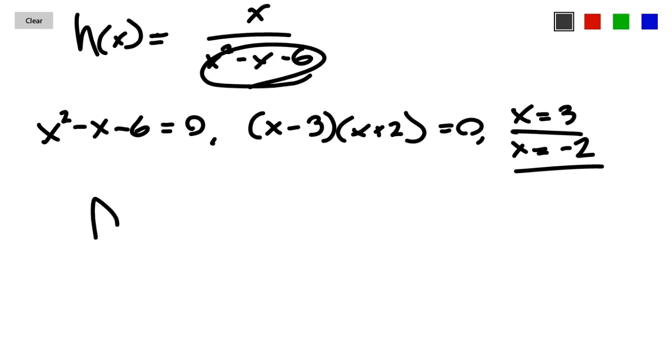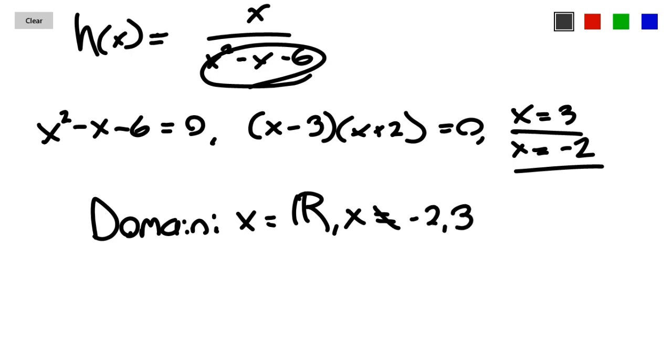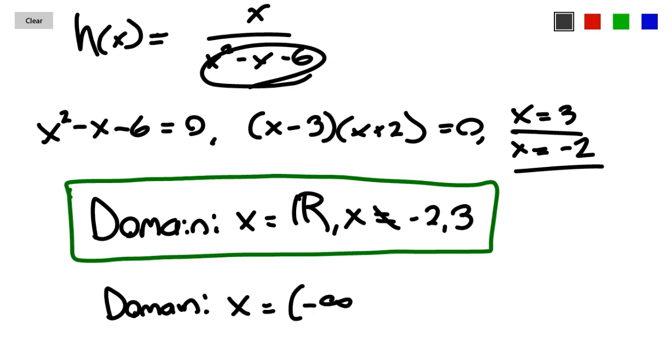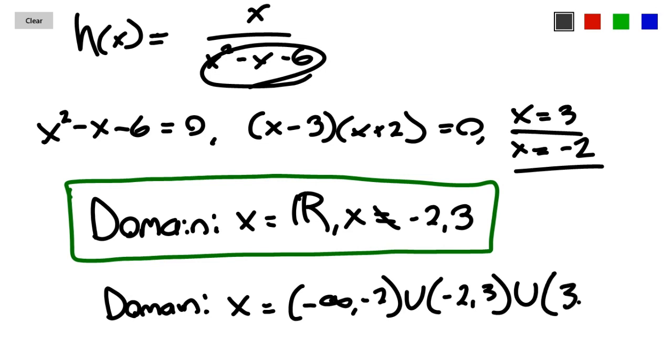So the domain is that x can be any real number besides negative 2 and 3. So there's a lot of different ways that you can represent this. If you want to represent this in interval notation, you have to include all the numbers that are not 3 and negative 2. So the way that you do this, you have domain x is equal to negative infinity all the way up to negative 2, not included, union, negative 2 all the way up to 3, not included, union, and then 3 to infinity. Every number besides negative 2 and 3.